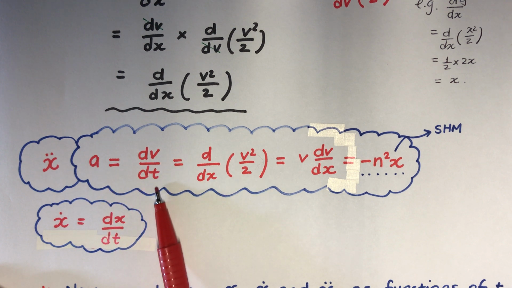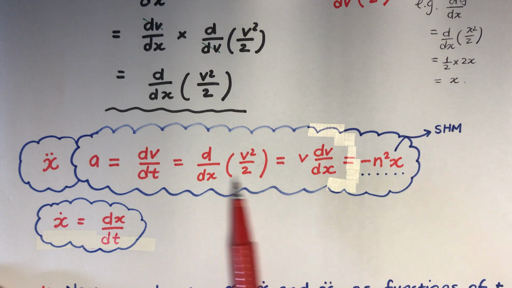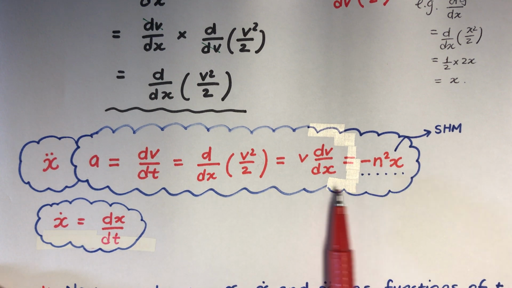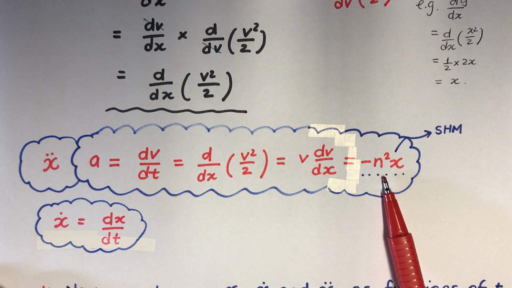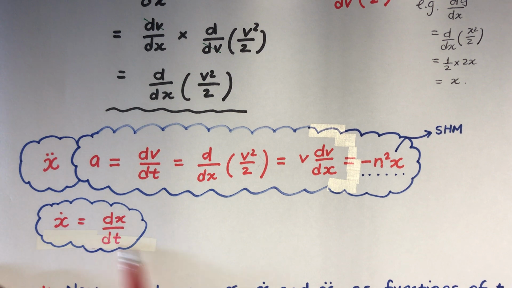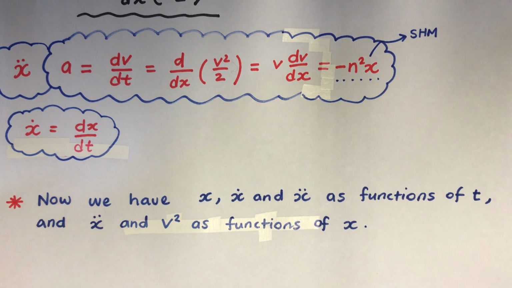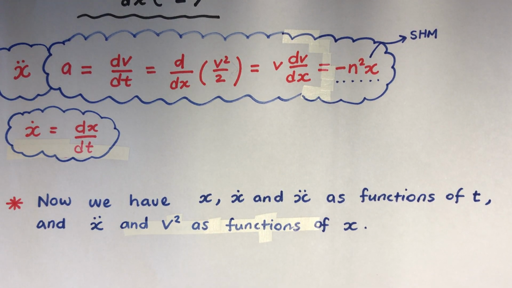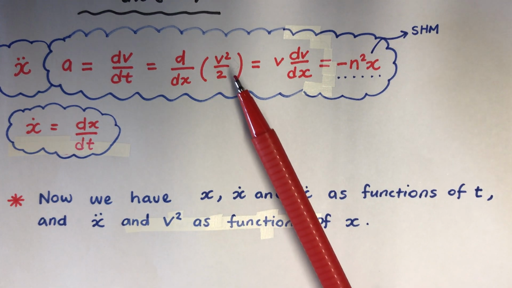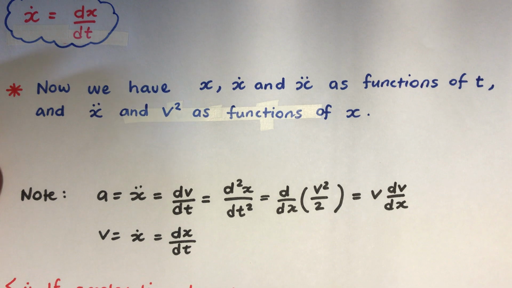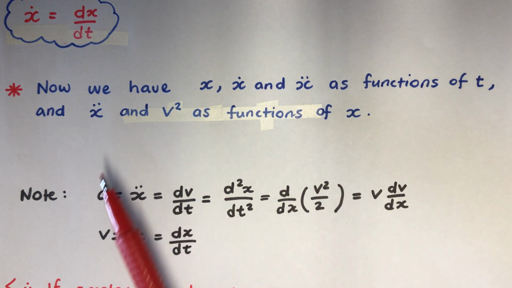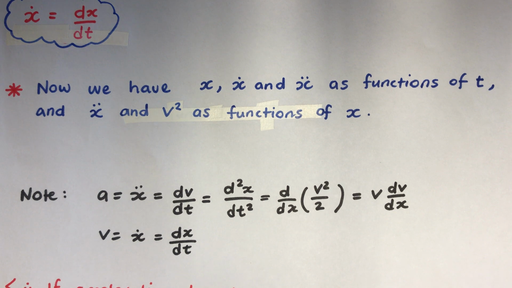We got dv/dt, we have these two expressions in terms of x, and also this one I'm not going to talk too much about. This is for simple harmonic motion, which is the next video, and this one is the velocity, which is dx/dt. So now we have x dot and x double dot as functions of t, and x double dot and v squared as functions of x. We got all of those.